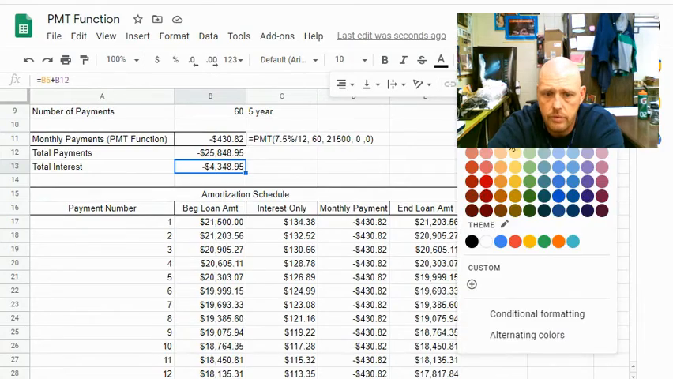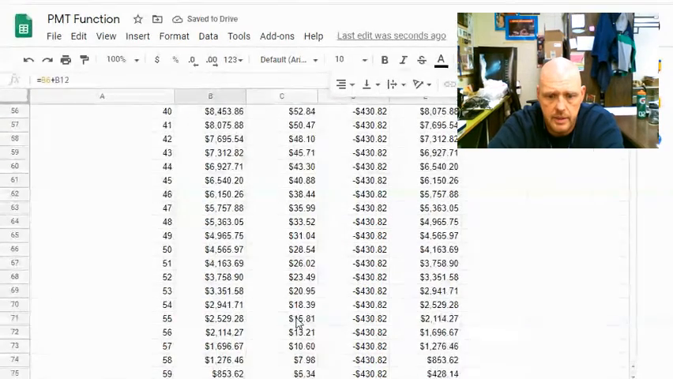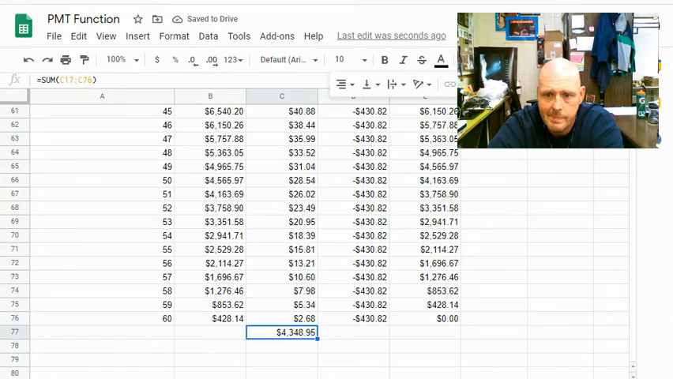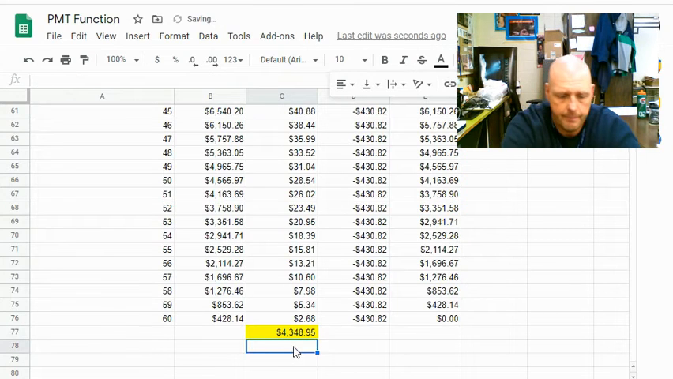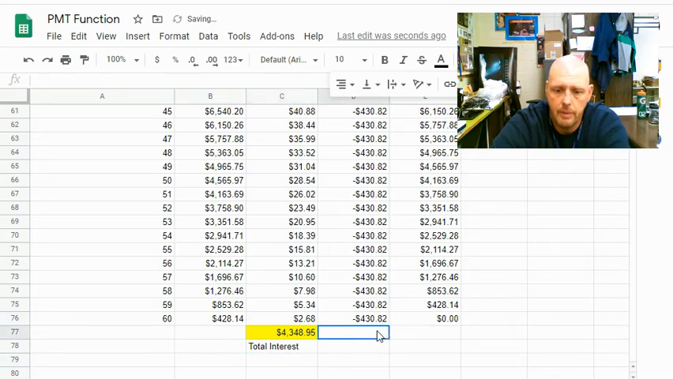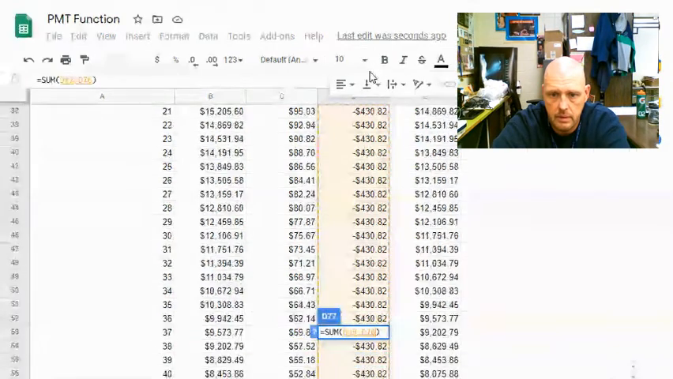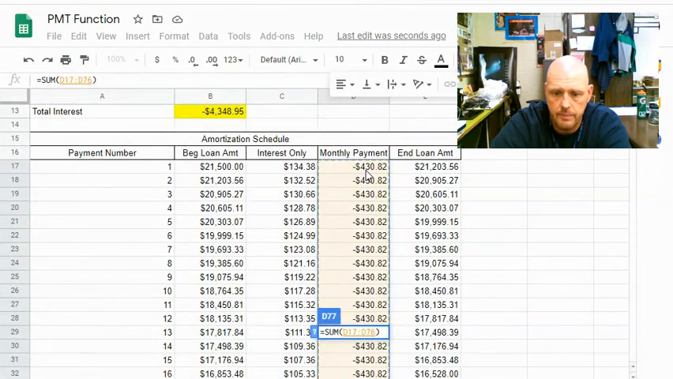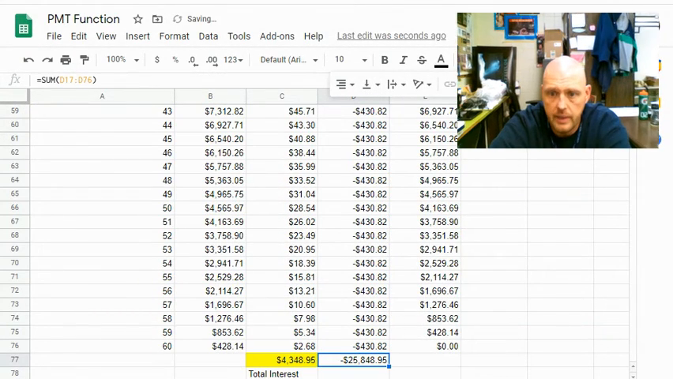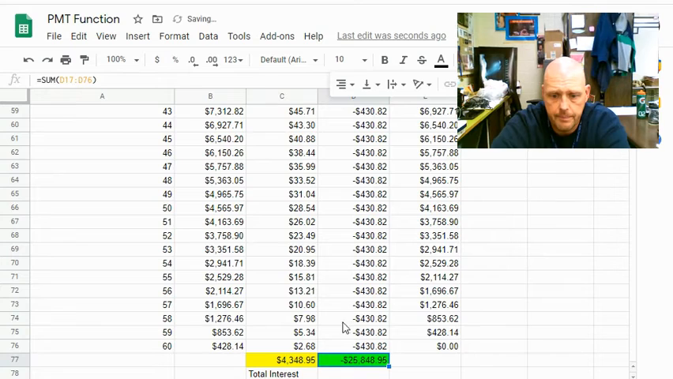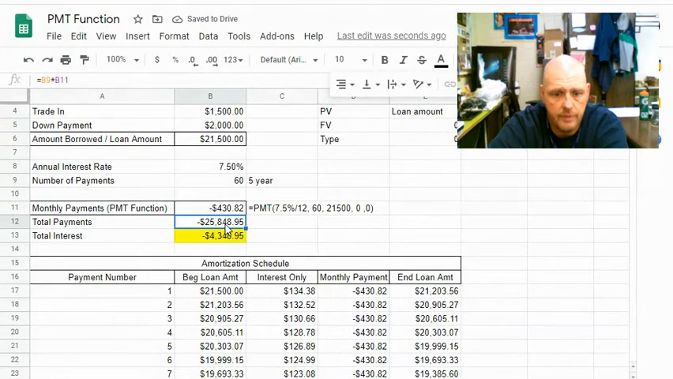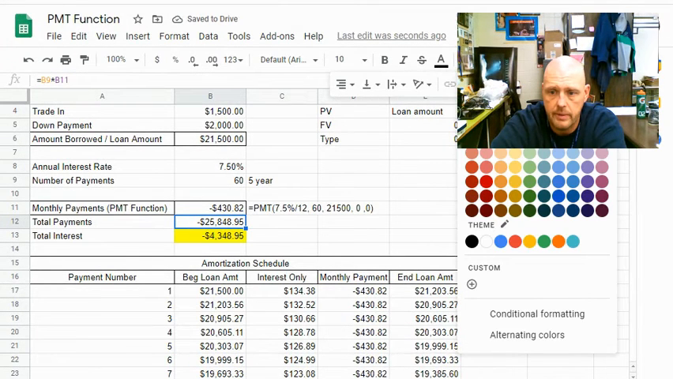So I'm going to color those two the same color just to see that they are the same number. And again, I'm going to label it total interest. I can total up all my payments here and compare that to what I've already figured out earlier. 25,848. I'm going to color that one up green. Total payments. Back up here, same 25,848. So color that one up again green.